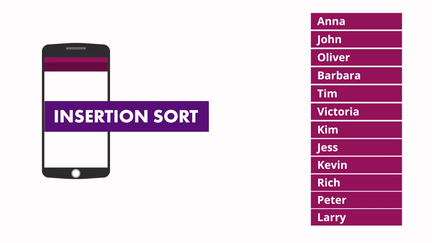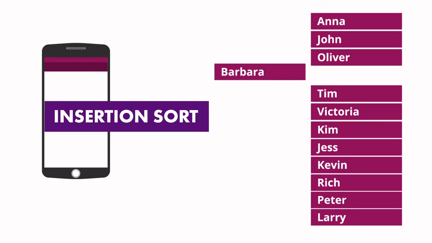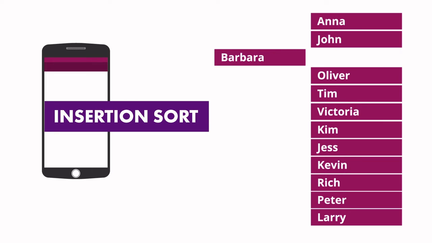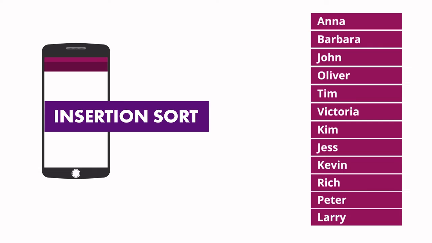We take the next name in the list, Barbara, and do the same thing. Compare it with the name before. Swap if necessary, and keep doing this until the name is in the correct place. See how Barbara moves all the way along to the correct place in the list? This type of sort is called an insertion sort because we take each name in turn and insert it into the correct position from the beginning of the list of names.